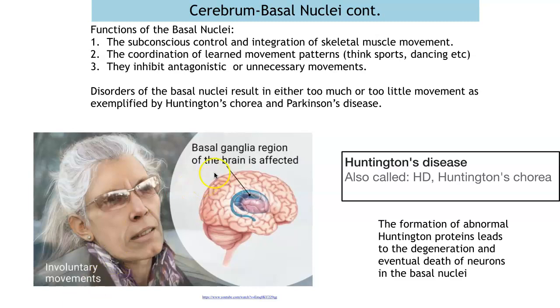They are the subconscious control and massive integration of all your skeletal muscle movements. So they're nice and fluid. They are not herky-jerky. They're inhibiting any unnecessary movements. And when something goes wrong with them, the two major clinical things that go wrong with basal nuclei, you're going to see in Huntington's chorea and Parkinson's disease.